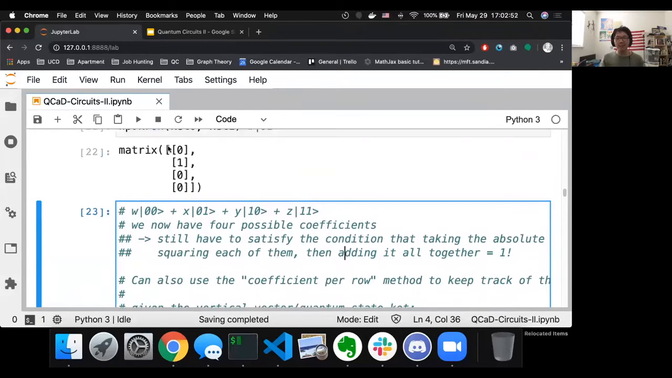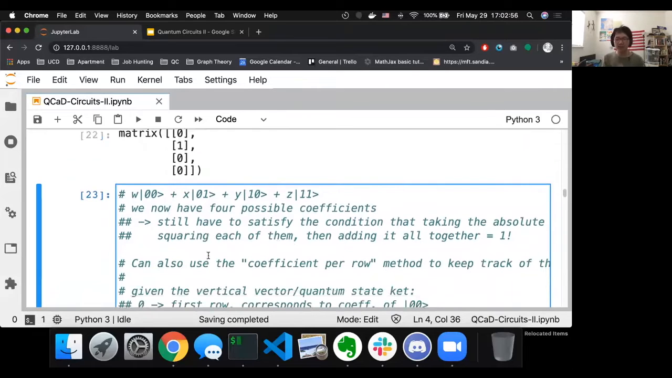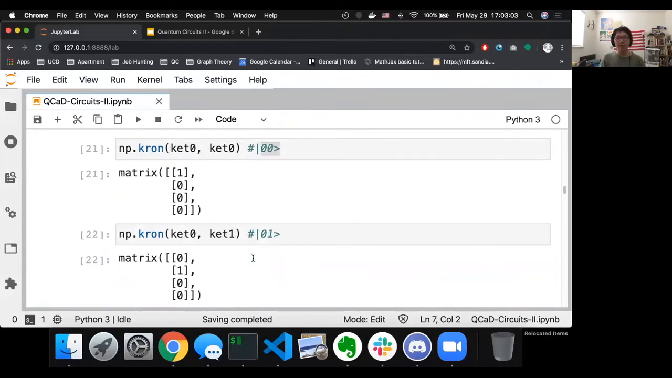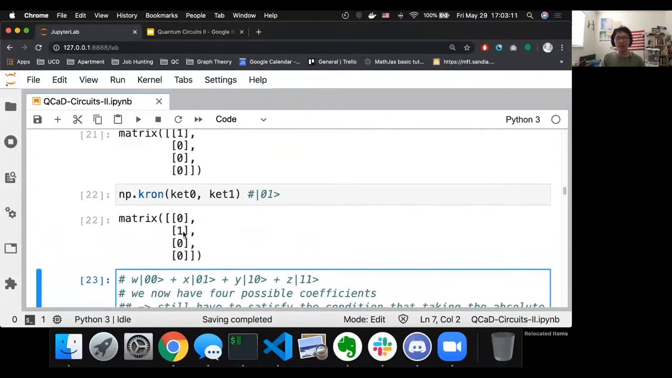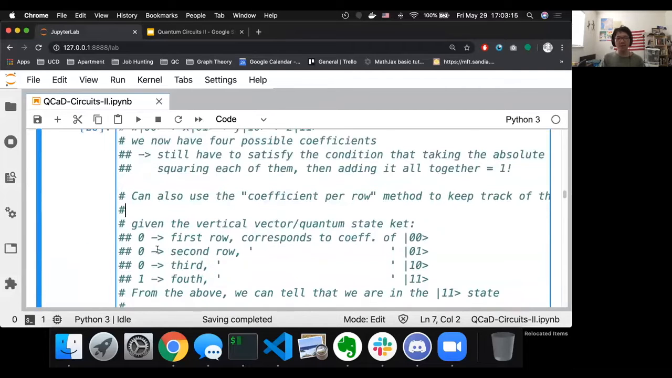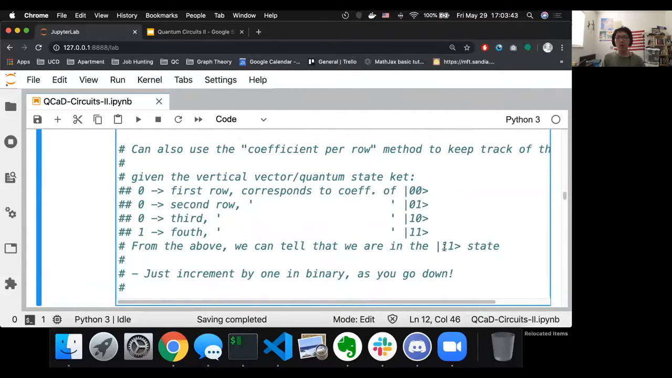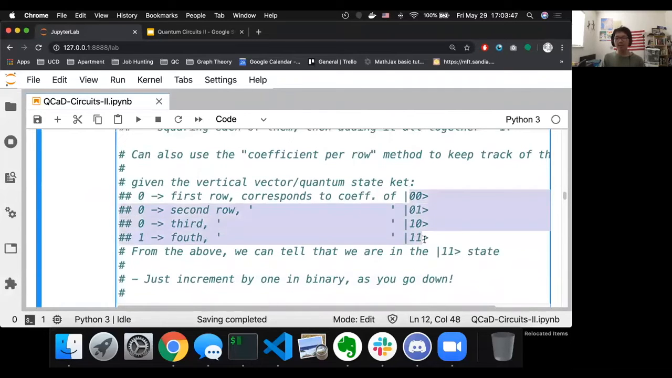And the way I read these vectors, this is my way of reading these things, and I want to introduce this trick to you guys, is we can use the coefficient per row method to keep track of things. What do I mean by coefficient per row? Well, if we look at this, it's got 4 entries, 4 rows. And each of these rows corresponds to one of these coefficients. So the first row corresponds to the coefficient of 0, 0, second row 0, 1, third 1, 0, and the fourth corresponds to 1, 1. So there's a 1 in the 4th row, and I know that corresponds to binary 1, 1. So I can tell that we are in the 1, 1 state. And the way you can memorize the ordering of 0, 0, 0, 1, 1, 0, 1, 1 is just to increment by 1 in binary as you go down.